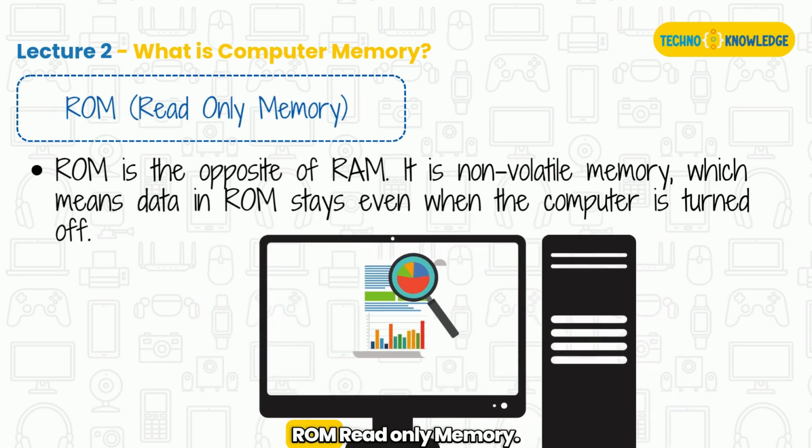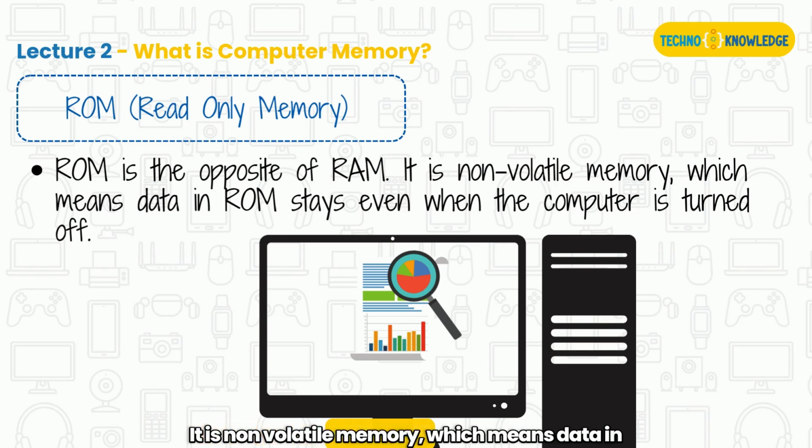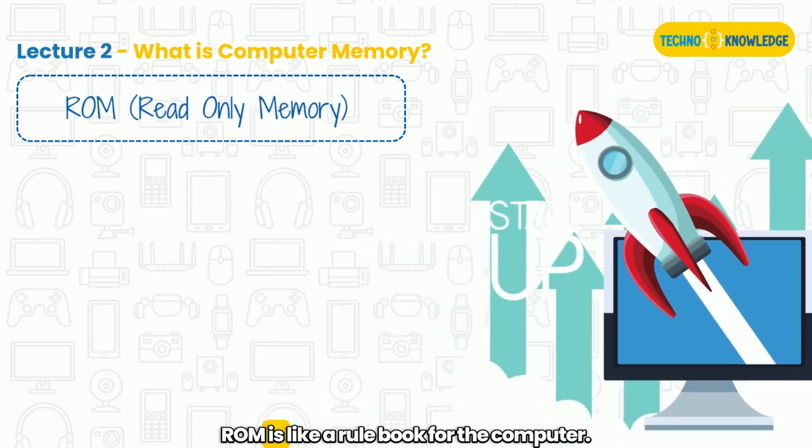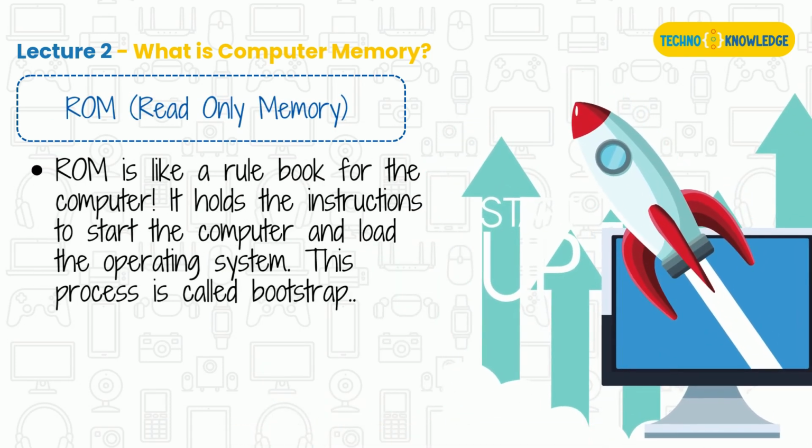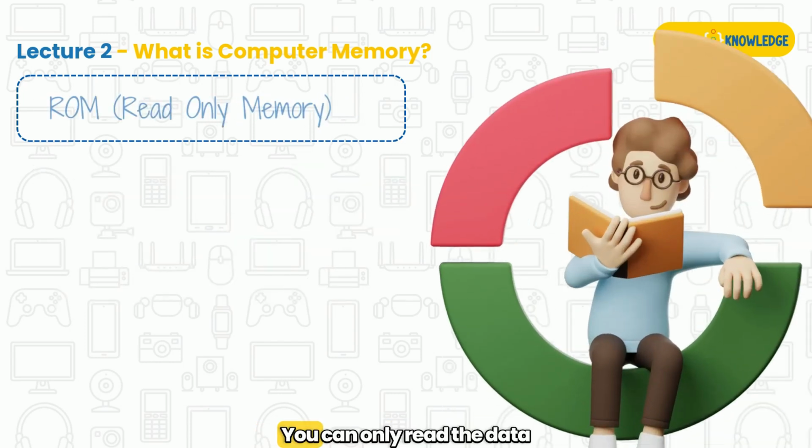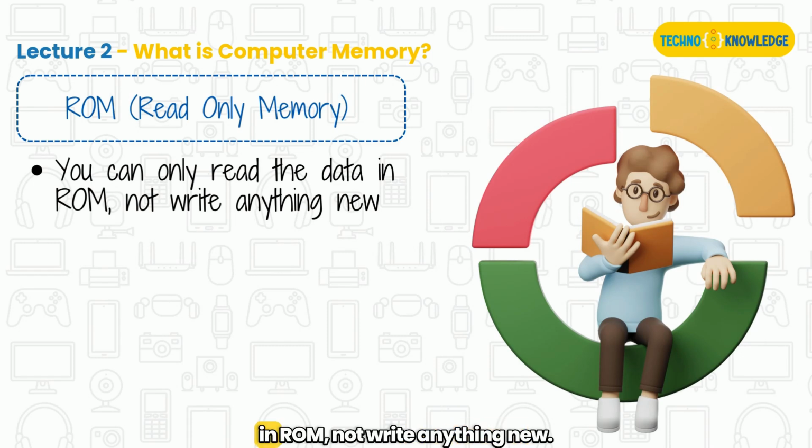ROM, read-only memory. ROM is the opposite of RAM. It is non-volatile memory, which means data in ROM stays even when the computer is turned off. ROM is like a rule book for the computer. It holds the instructions to start the computer and load the operating system. This process is called bootstrap. You can only read the data in ROM, not write anything new.